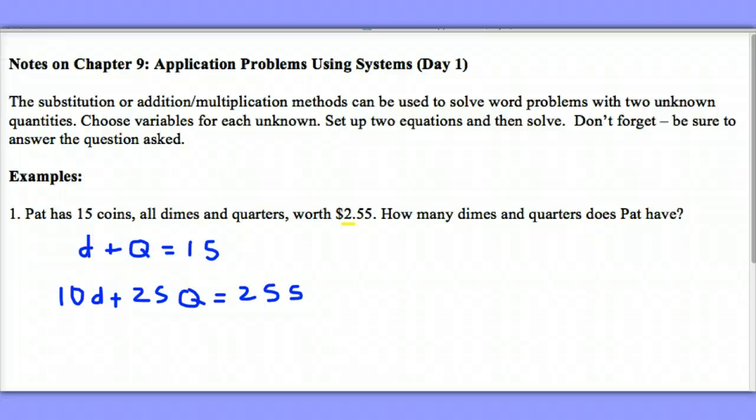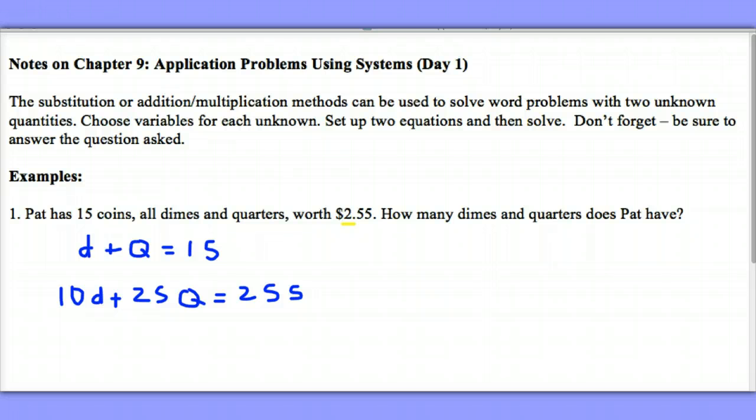Over the past few weeks, we've been working on solving systems of linear equations. We've solved them by graphing, by substitution, and by the elimination or addition-subtraction method. We're going to take a look at 3 examples and use some of those methods to solve the equations.